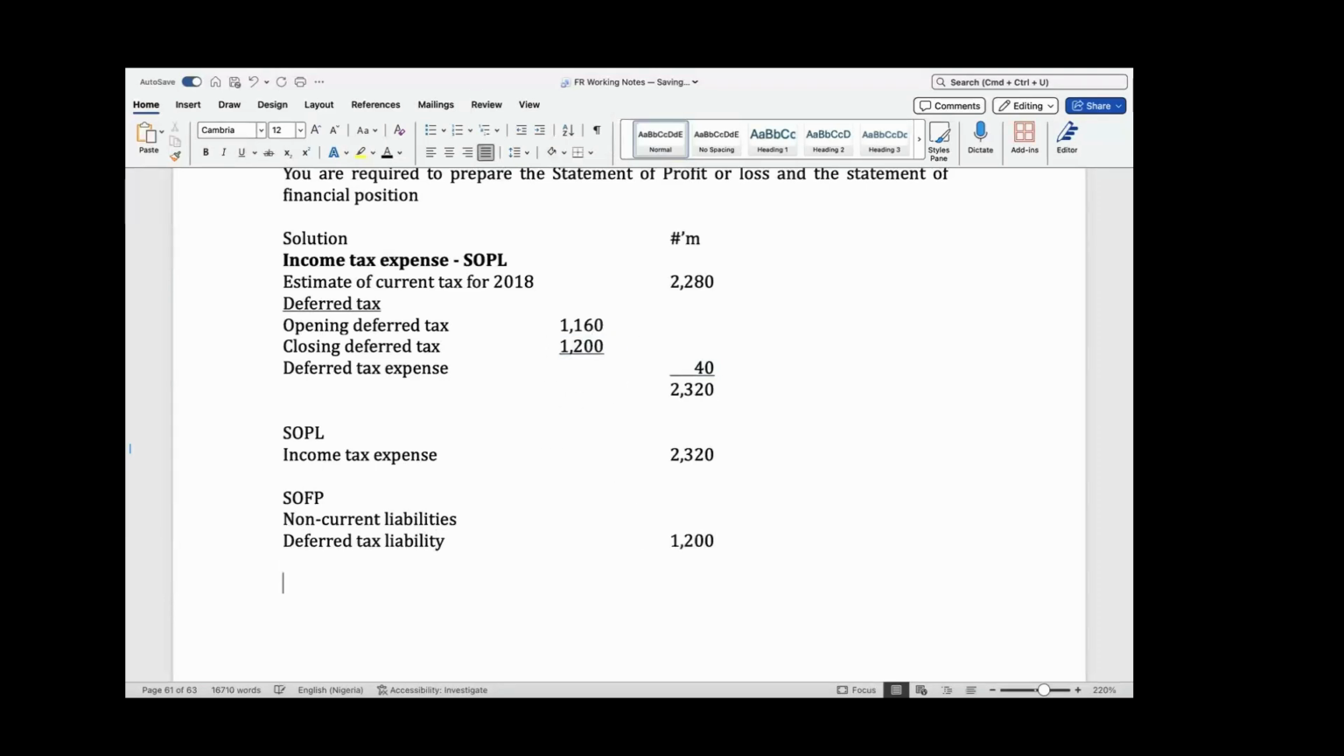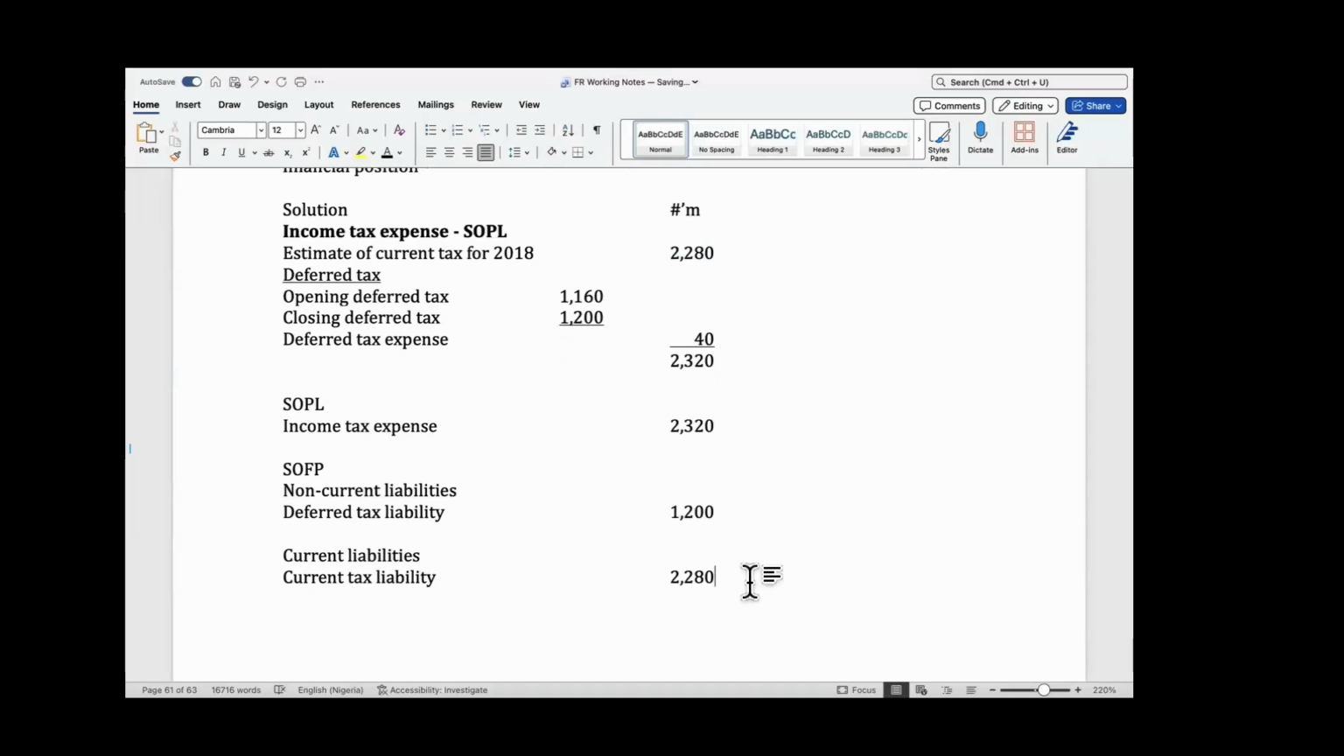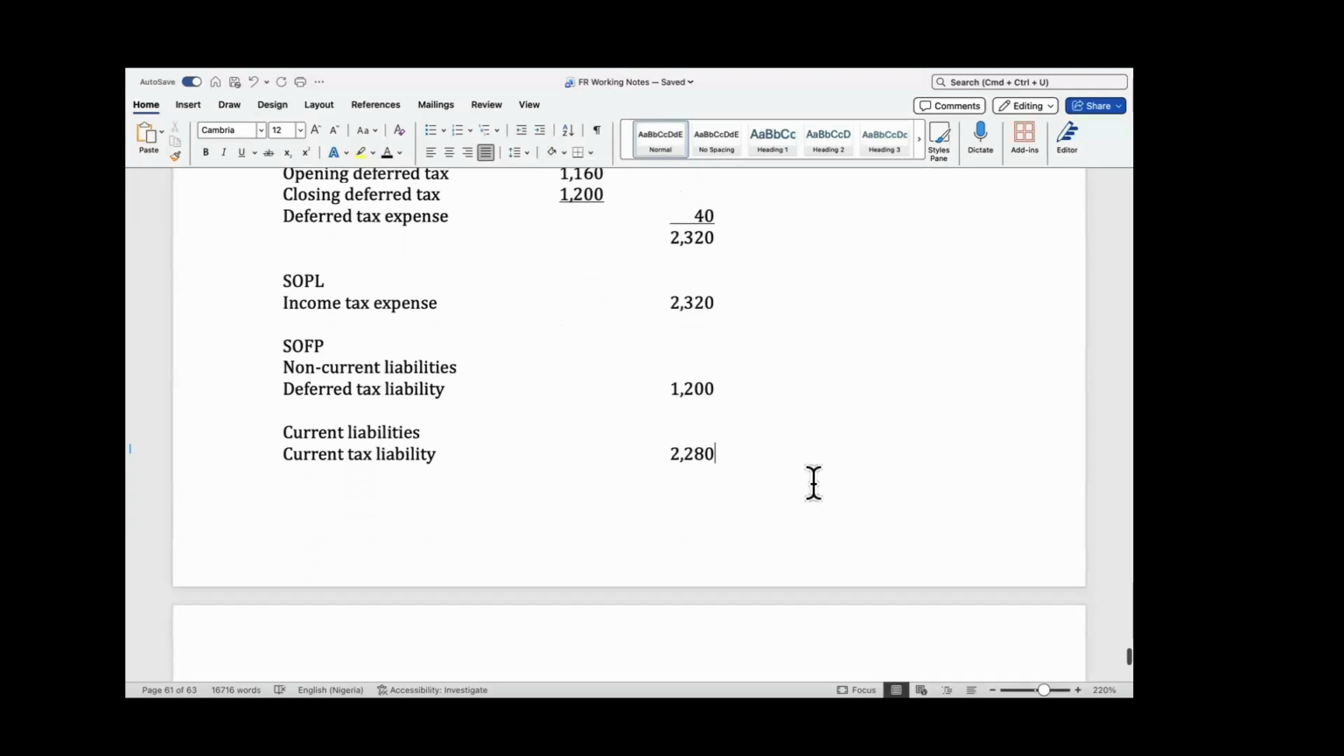And don't forget, under my current liabilities, I'll have my current tax liability, which is this 2280. And that's the solution to this question. Okay.